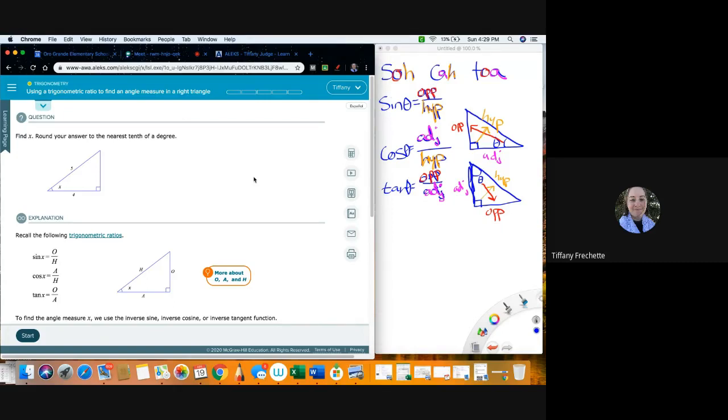Using a trigonometric ratio to find an angle measure in a right triangle. So we need to find x, round your answer to the nearest tenth of a degree. In the last few trigonometric videos, we were given an angle and asked to find a side length. Now we're being asked to find the angle.